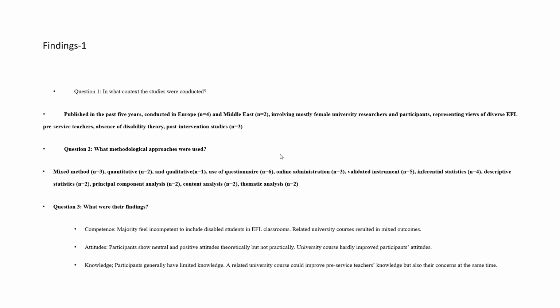Question 3. What were their findings? The findings of most studies were divided into 7 themes. First one was competence. Majority of the research participants demonstrated the feeling of incompetence in including disabled students in their future classrooms.